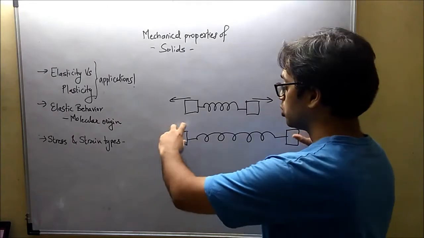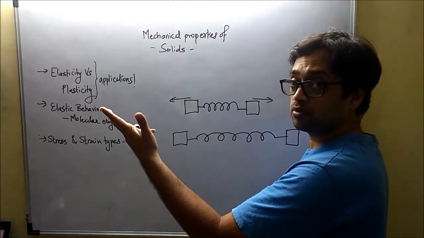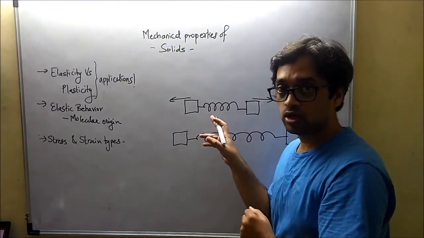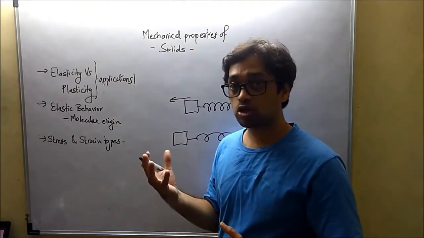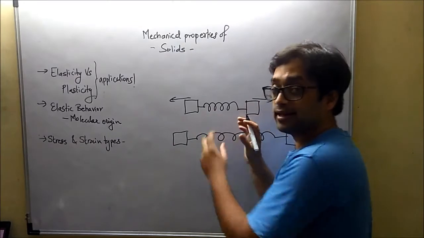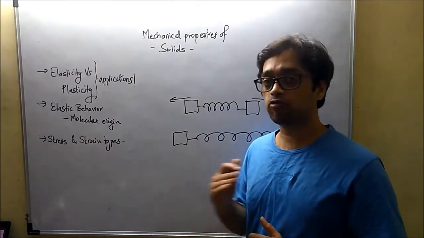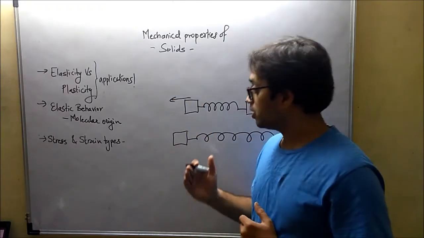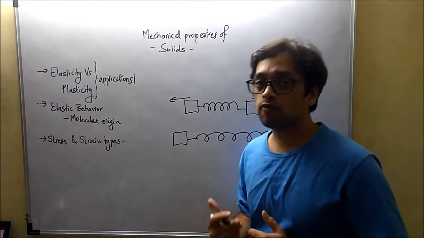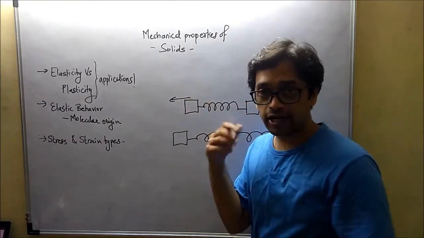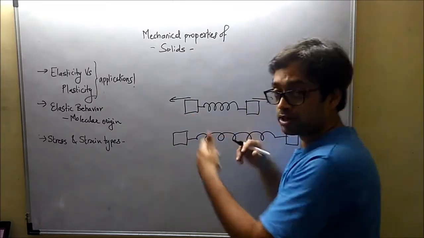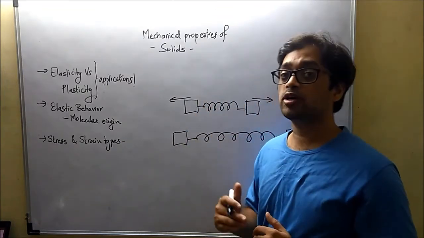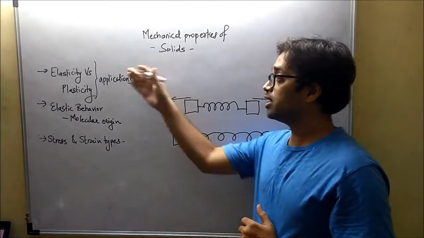And now whatever forces you are applying, you just remove them. You release the boxes. Then what will happen? The spring will jump back to its original position. Now the property by virtue of which the materials regain their shape after removal of deformation forces is called elasticity. Let me repeat the definition. The property of solids by virtue of which they regain their original dimensions on removal of deformation forces is called elasticity.